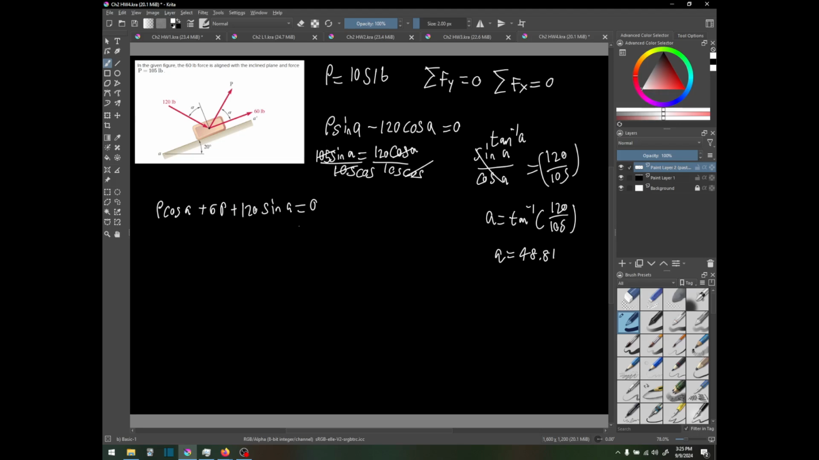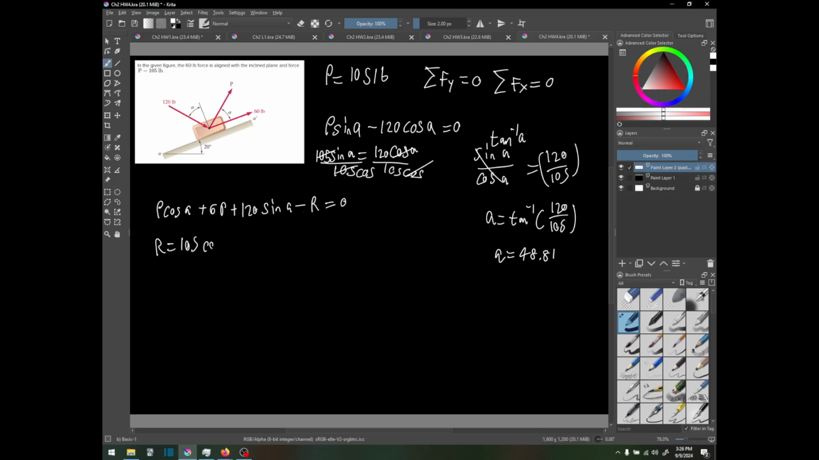However, since we're trying to find the resultant, this is going to be minus the resultant force. So all of these forces are acting against this force R. So again, we're pretty much just saying that R equals P cosine A. Well, let's just start plugging in the numbers.